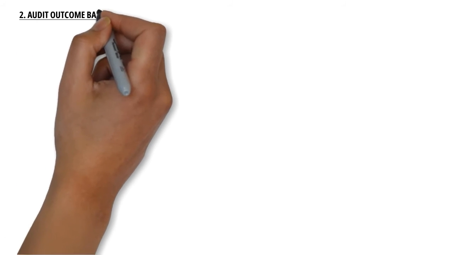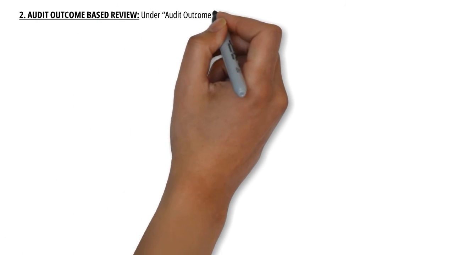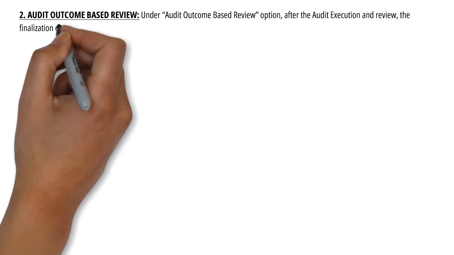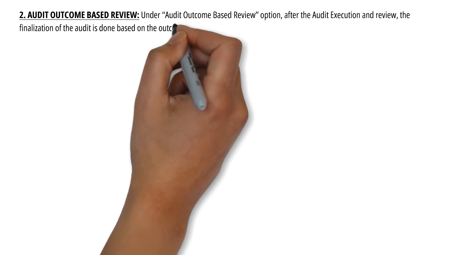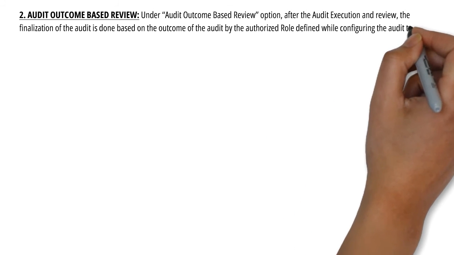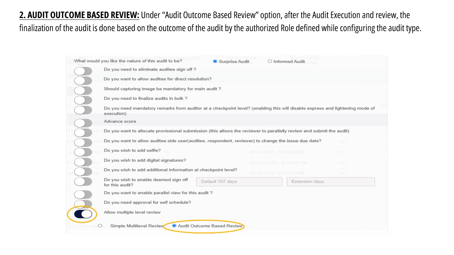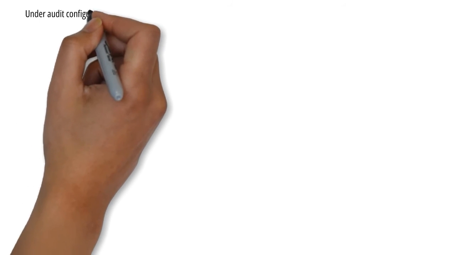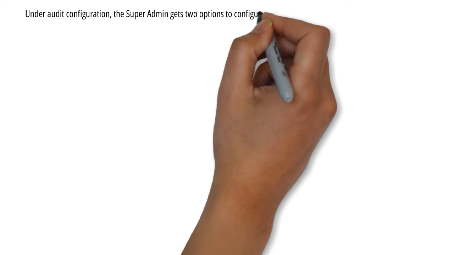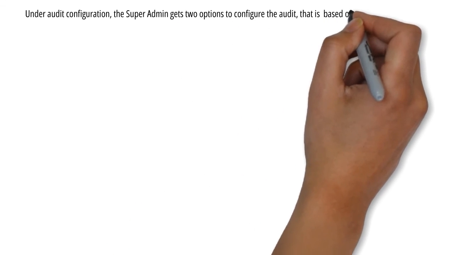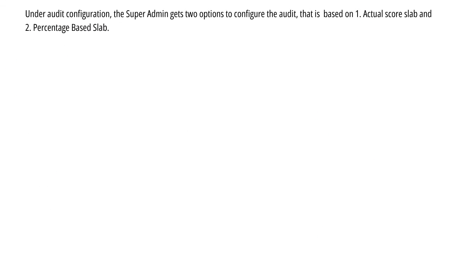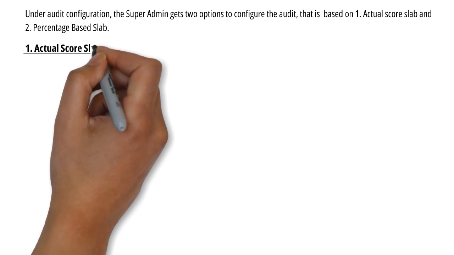2. Audit Outcome-Based Review. Under Audit Outcome-Based Review option, after the audit execution and review, the finalization of the audit is done based on the outcome of the audit by the authorized role defined while configuring the audit type. Under Audit Configuration, the superadmin gets two options to configure the audit that is based on 1. Actual score slab and 2. Percentage-based slab.